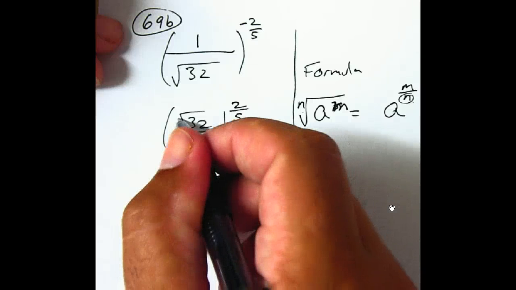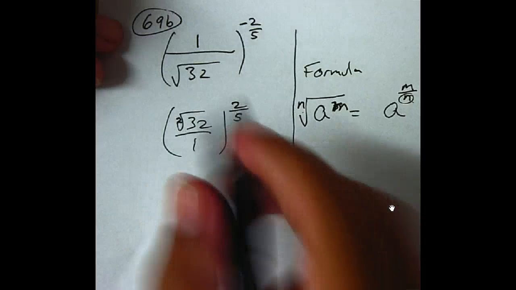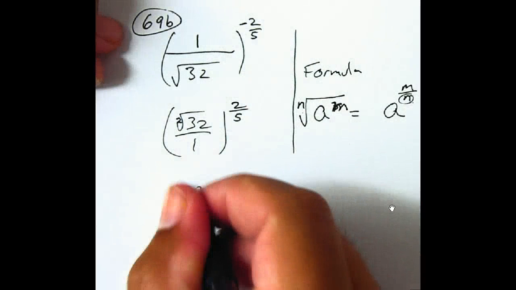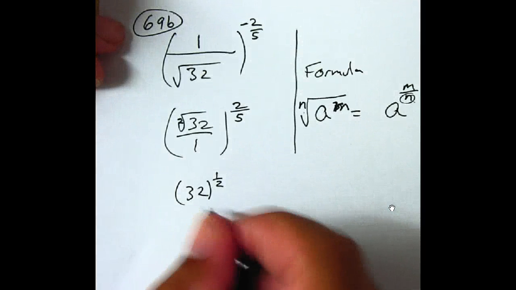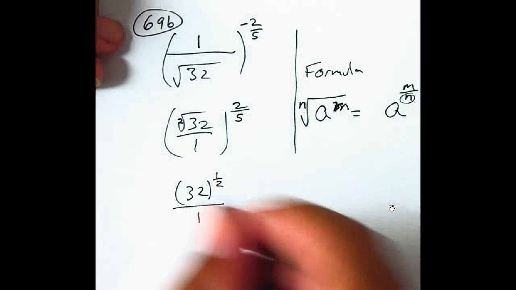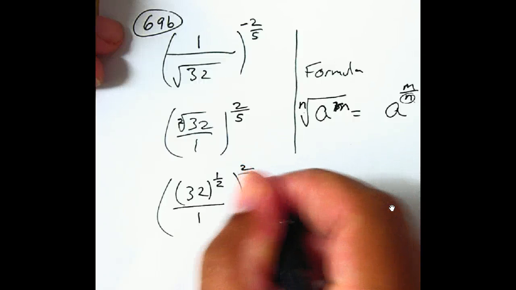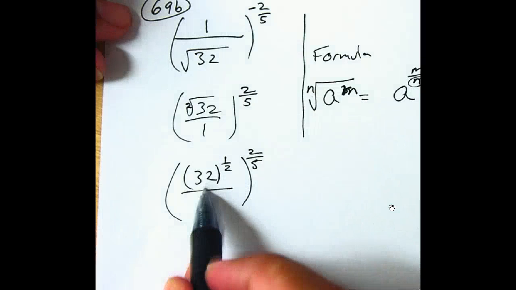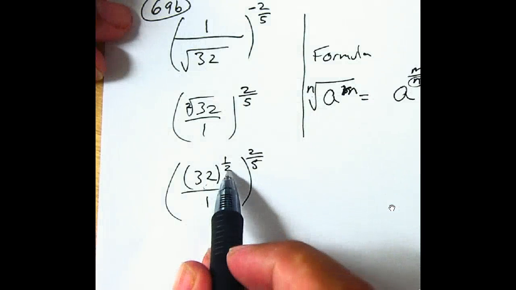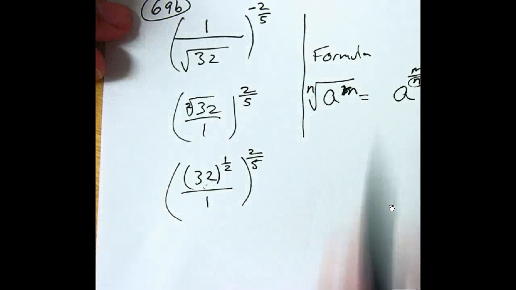Now, for the square root, there's an imaginary 2 here, so rewrite it as 32 to the 1/2 power. And you still have the 2/5 on the outside. Okay, so the 32 to the 1/2 is exactly the same as the square root of 32. Exactly the same, based on this formula here.